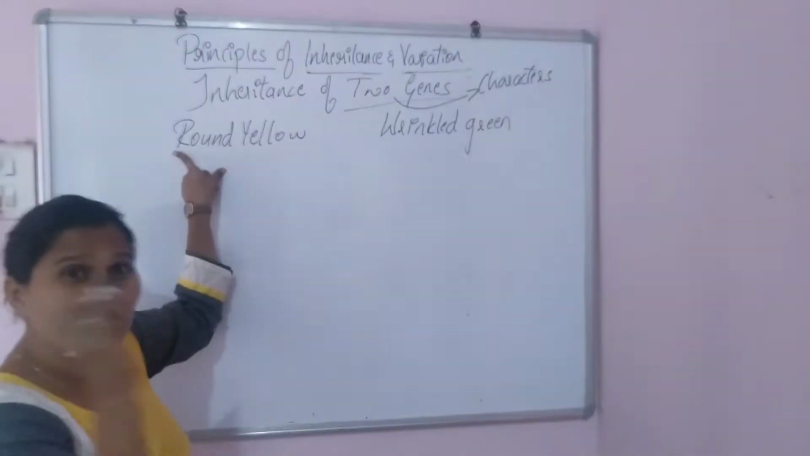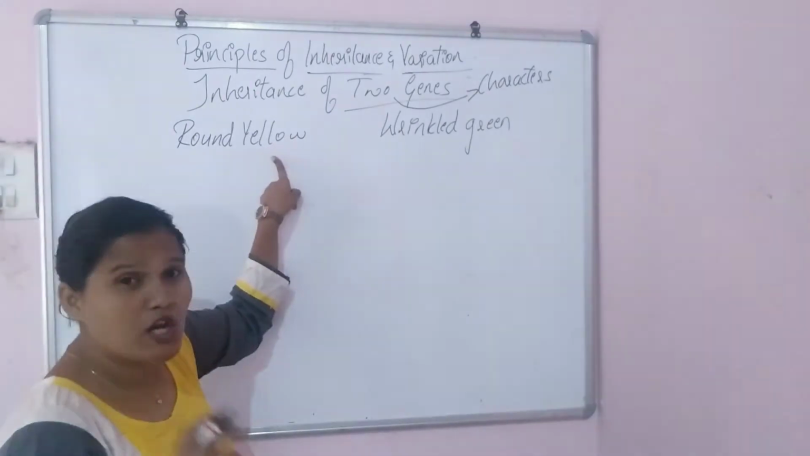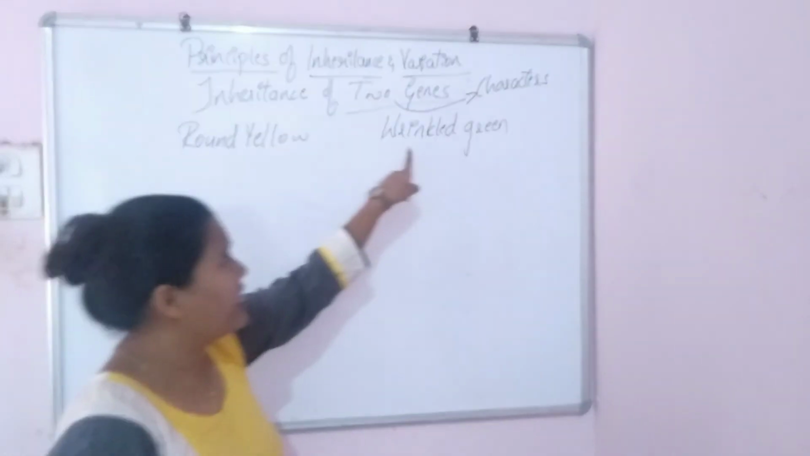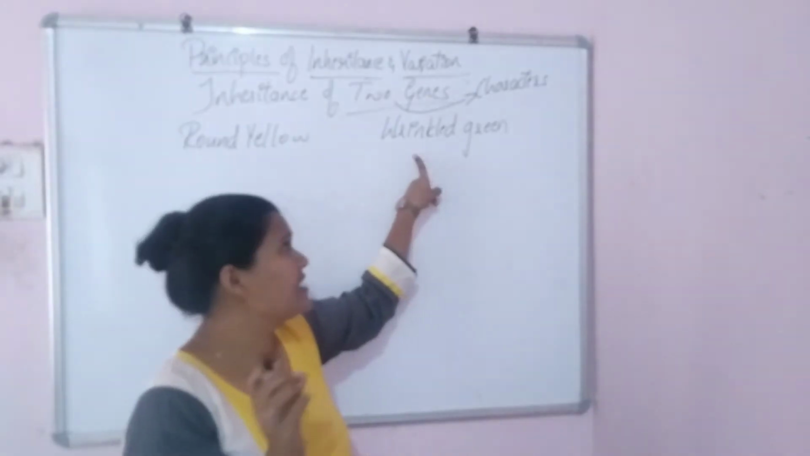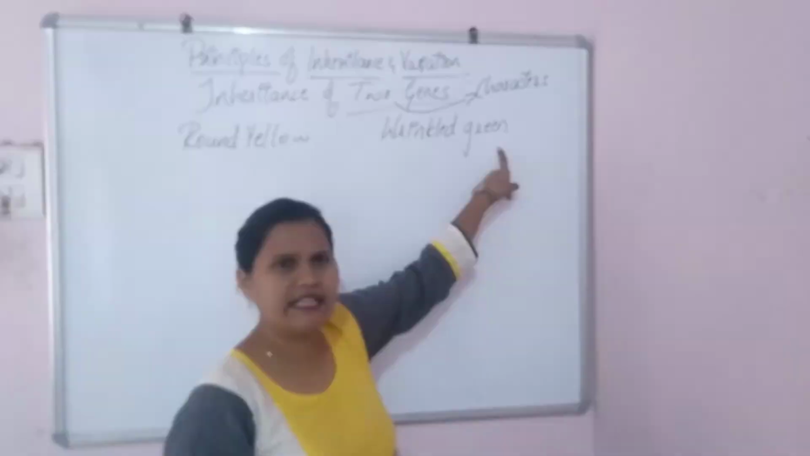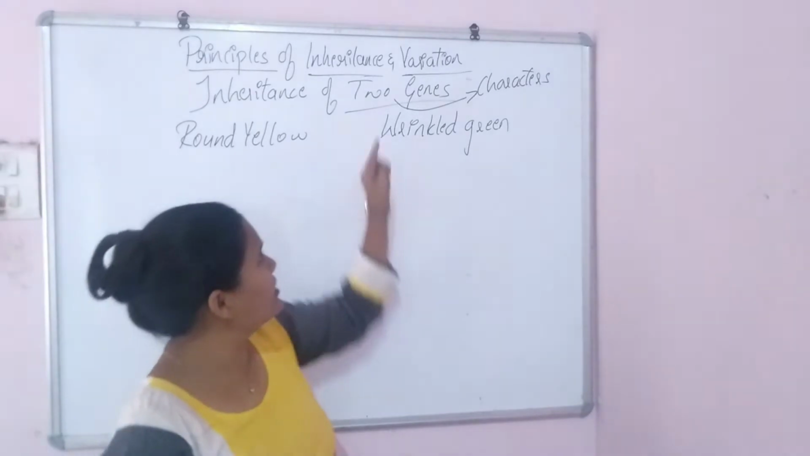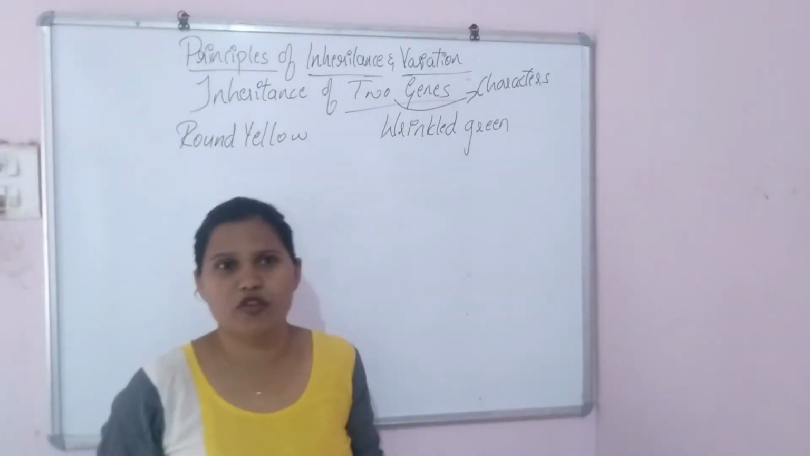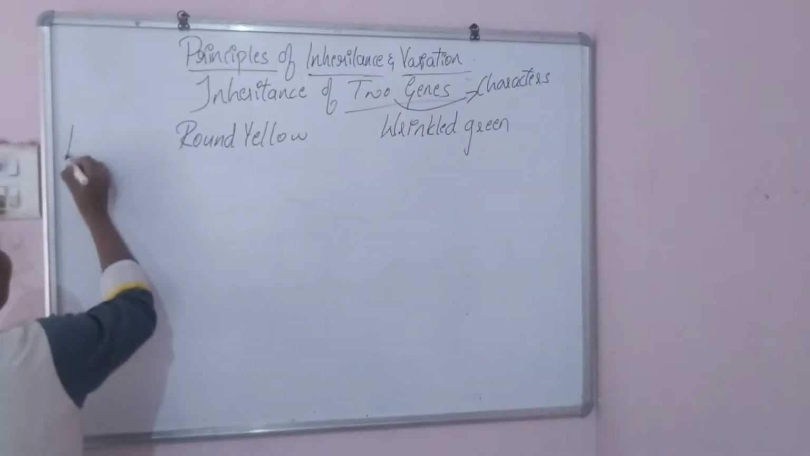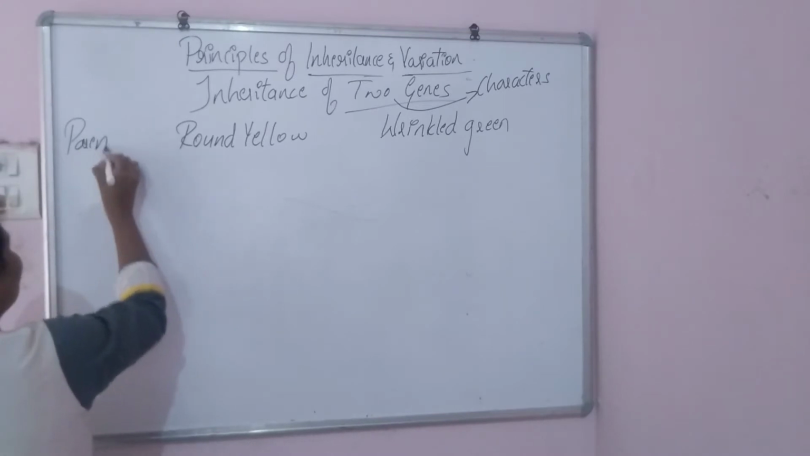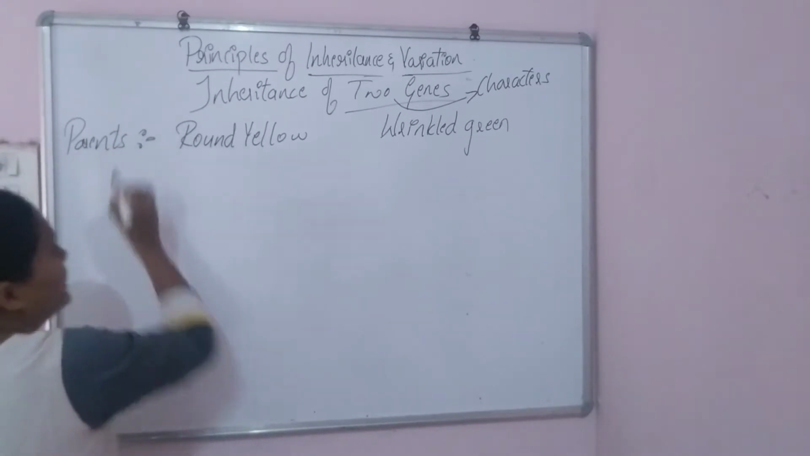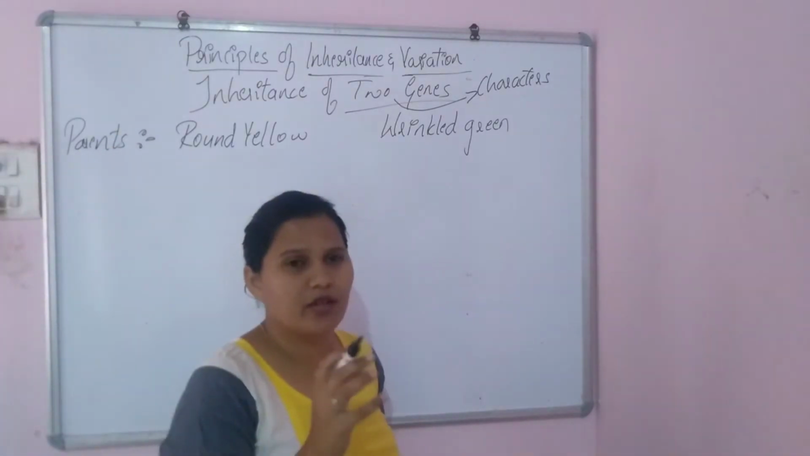Round is the shape of the seed, and yellow is the color of the seed. And here also the shape of the seed is wrinkled and the color of the seed is green. So here we took two characters, right? So it's called the inheritance of two genes. These are the parents, or the parent generation. Okay, let's cross it.